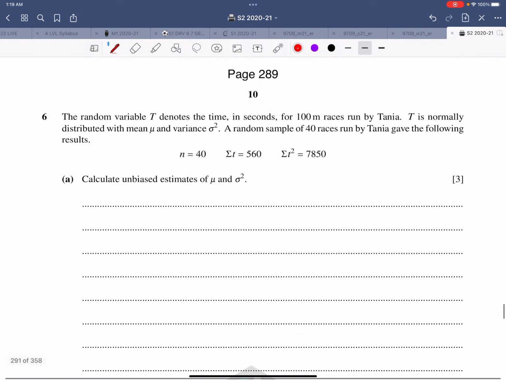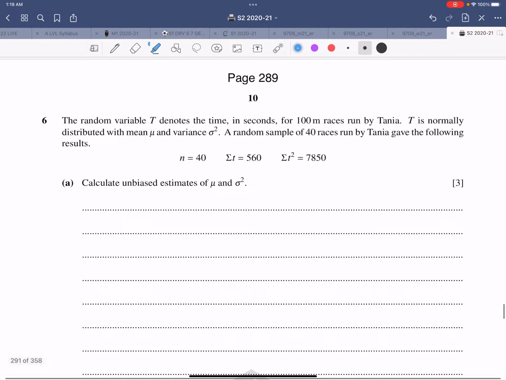Now after question 5, this is question number 6. The random variable T denotes the time in seconds for 100-meter races run by Tanya. T is normally distributed. Now this time it's normally distributed. A random sample of 40 races run by Tanya gave the following results. Calculate unbiased estimates of mean and variance.